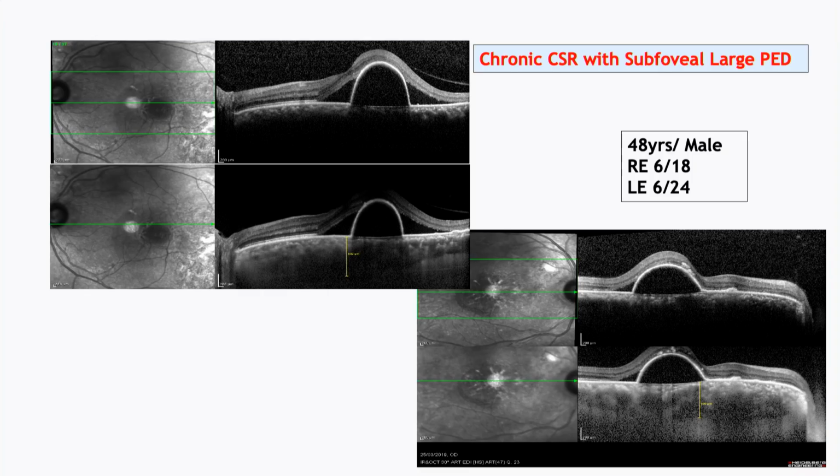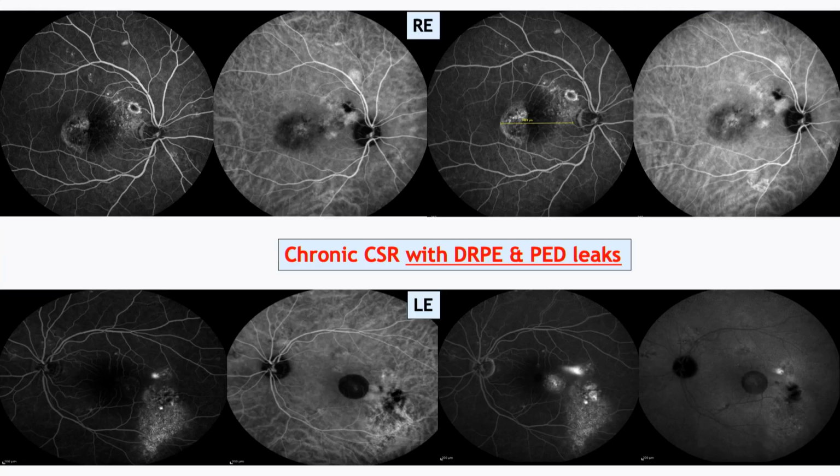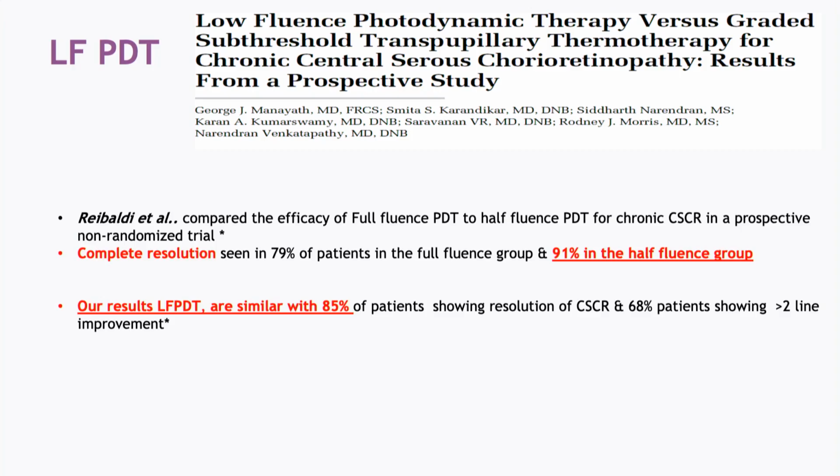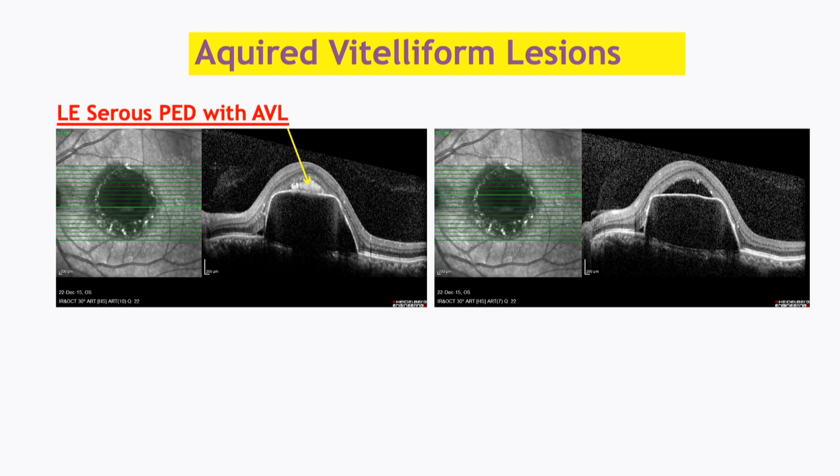These are cases where you have subfoveal PEDs that you see on OCT, and subretinal fluid as well, showing choroidal vascular hyperpermeability and diffuse leak on fluorescein angiography. The only effective treatment for this serous PED to disappear is PDT, which causes the disappearance of the PED as well as the subretinal fluid. So around 90% success in our Indian eyes, as well as compared to the Western literature.